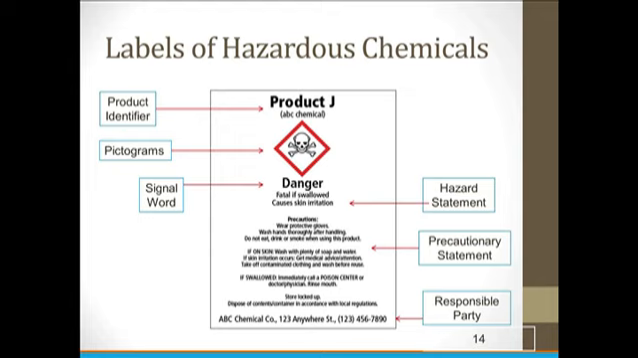Next, you'll see health and physical hazard warnings that are shown as icons called pictograms. We'll talk about those more in a moment. A signal word, which will either be danger or warning. Danger tells us this chemical is a more severe hazard than warning. Then a hazard statement, which clearly describes what harm can come from being exposed to this chemical.